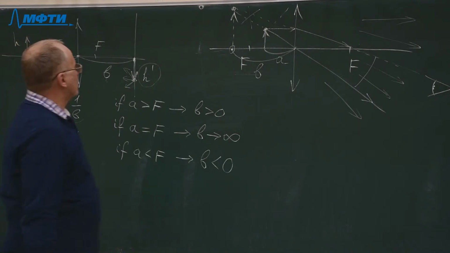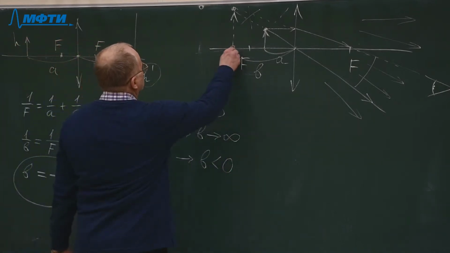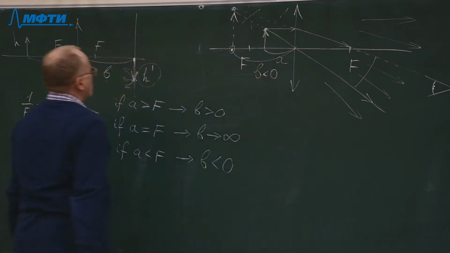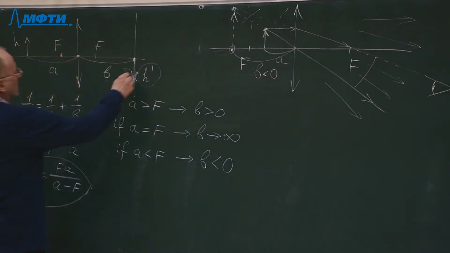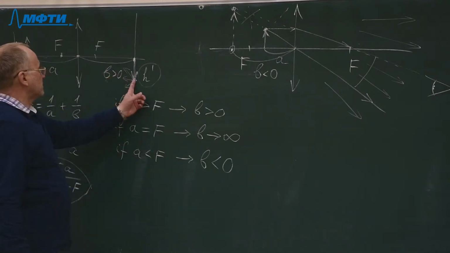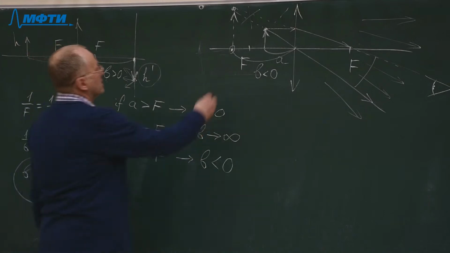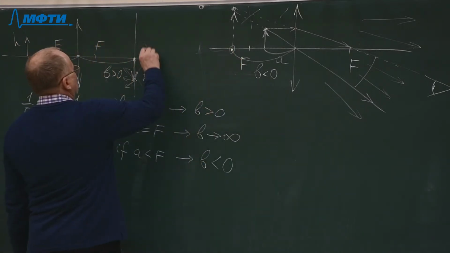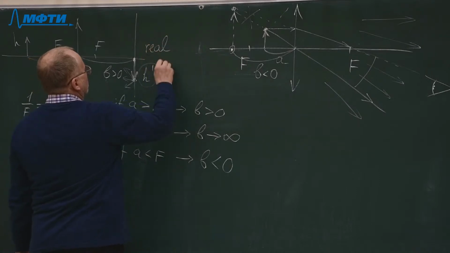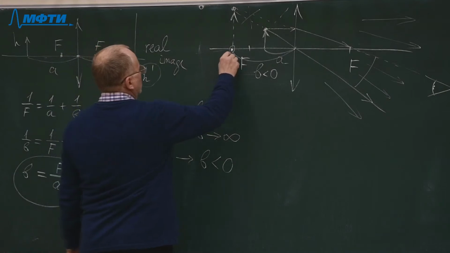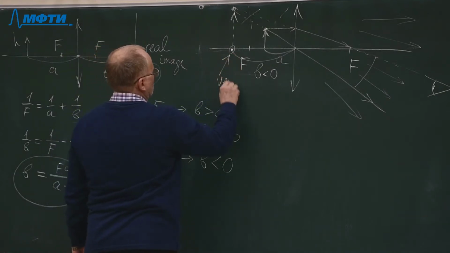That means that this image with negative b differs much from this image when b is positive. That is the real image, and that is a virtual image. So here we have a real image, and here we have a virtual image.